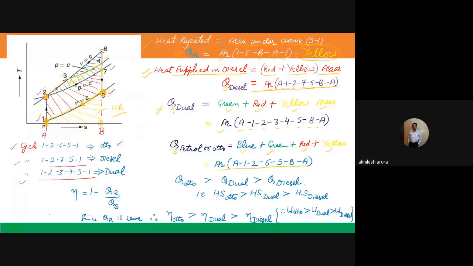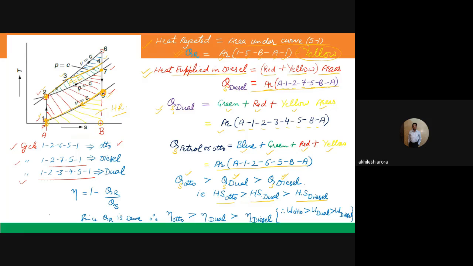So that is the area, and it's visible here. The area in the auto cycle is the maximum. It means the heat supplied is maximum in the case of the auto cycle, and it is least in the case of the constant pressure process, that is, the diesel cycle. Okay, so I can write here that QS for the auto cycle is more than the heat supplied in the dual cycle, which is more than the heat supplied in the diesel cycle. I hope this is clear to you. Here I have written the nomenclature: heat supplied for the auto, heat supplied for the dual, and heat supplied for the diesel, and which is the highest one.